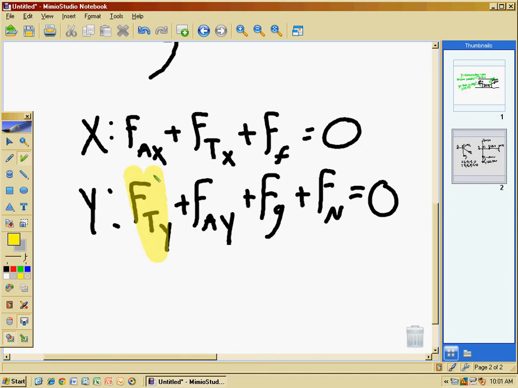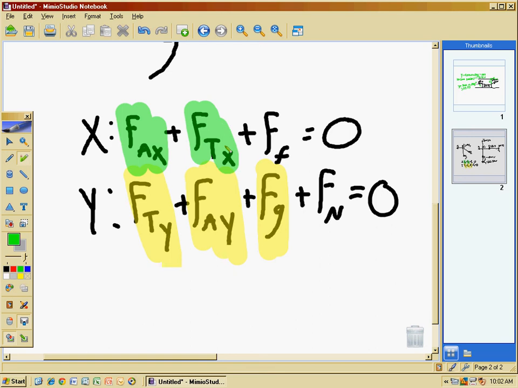We know the force tension y component. We know the force applied y component. We know the force of gravity. We know the x component of the applied force. We know the x component of tension. Hey, it looks like the only 2 numbers we don't know are the only 2 forces we don't know. Can we now figure those out? Yeah, we add them up.